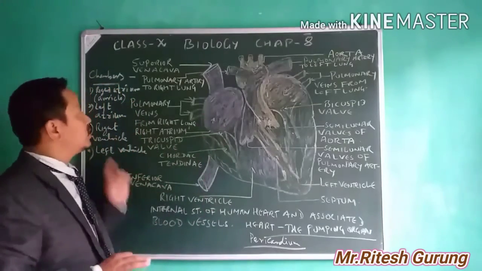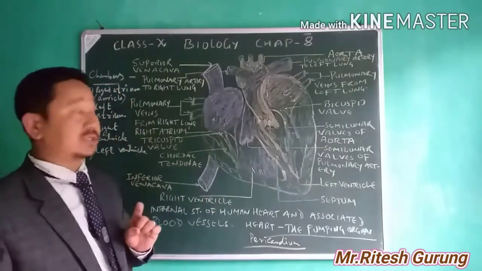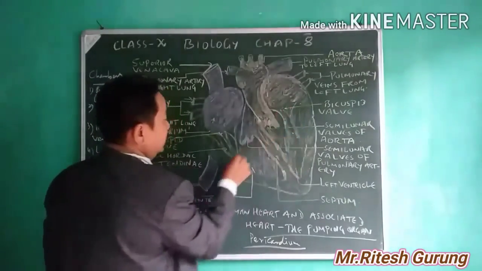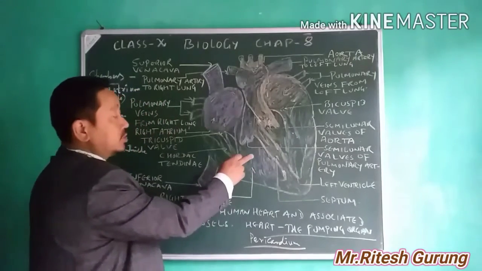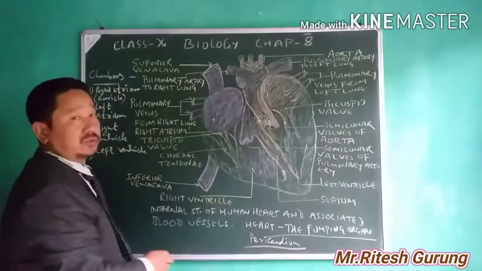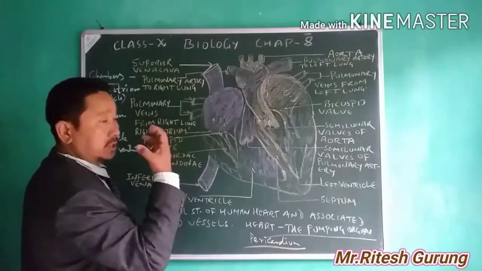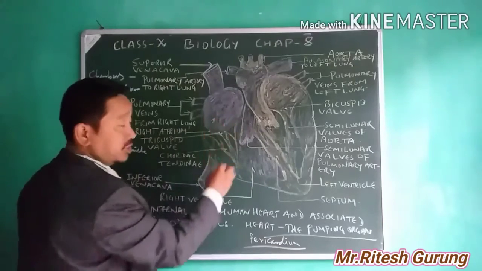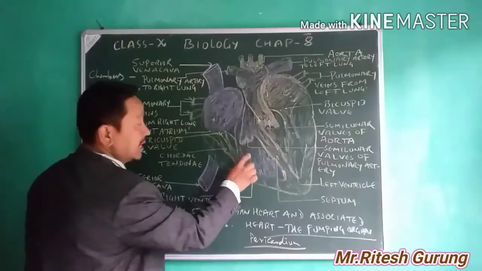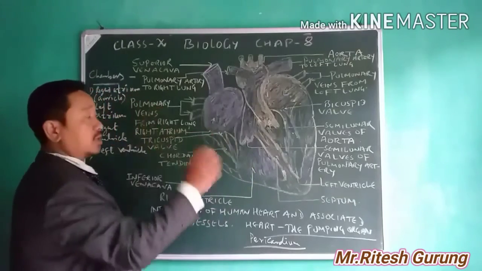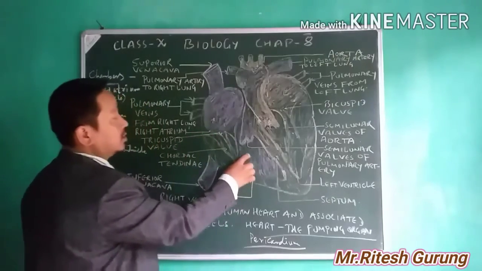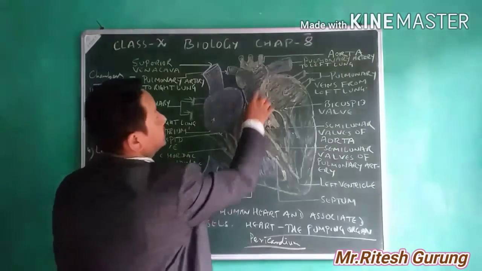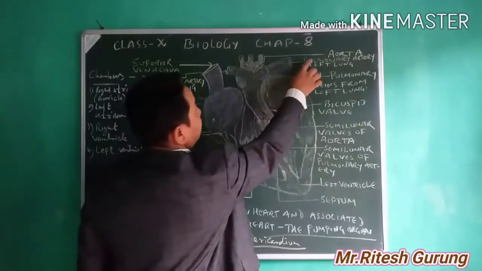So I'm just talking about the functions of the 4 chambers of the heart. Then down here you find the right ventricle. The function of the right ventricle is to receive the blood coming from here. After receiving the blood coming from this right atrium or auricle, this right ventricle will send the impure blood through this, called your pulmonary artery.